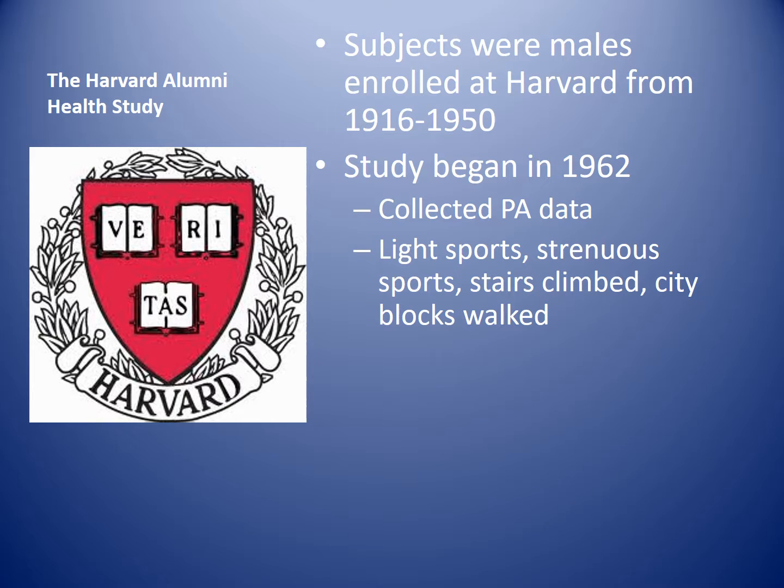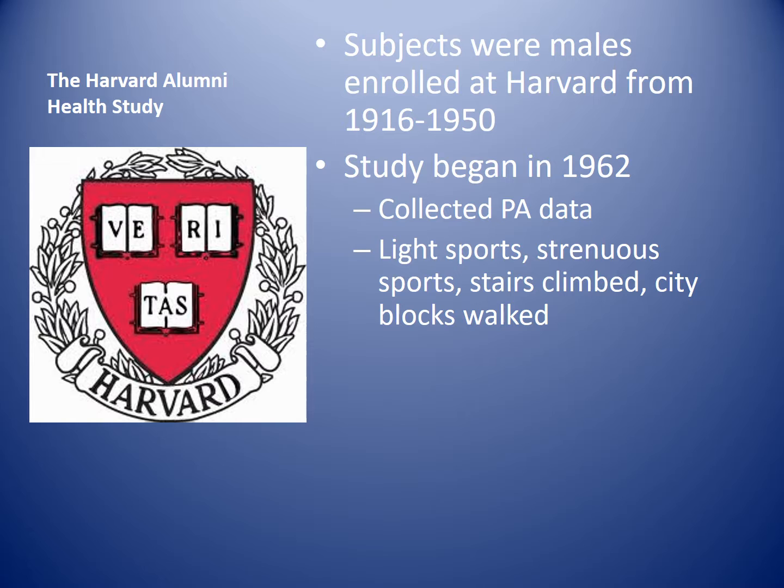They asked them about their physical activity currently. They asked about whether they participate in light sports, strenuous sports, stairs climbed, city blocks walked. Most of these individuals were businessmen living in the large cities on the Eastern Coast, so Washington, D.C., New York, Boston.